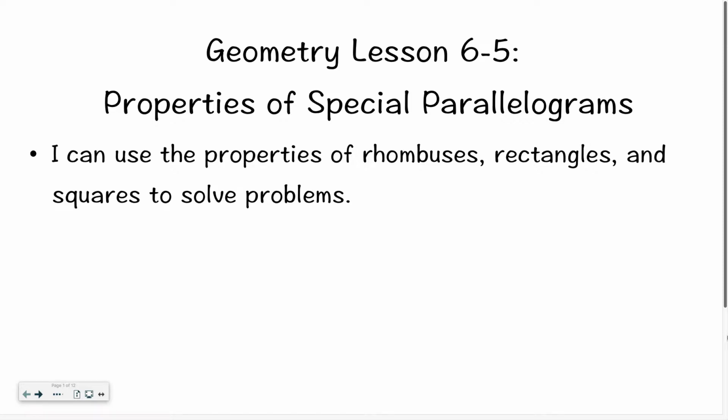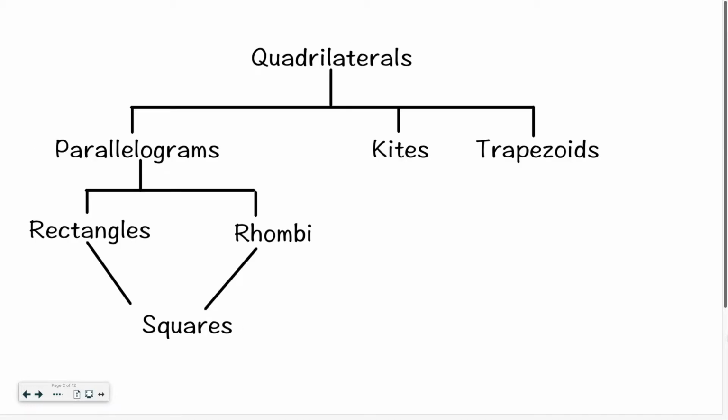Hello class, welcome to Geometry Lesson 6.5, which is all about properties of special parallelograms. By the end of this lesson, you should be able to use the properties of, I use the plural rhombi rather than rhombuses. Your book is going to use rhombuses. Okay, so you should be able to use the properties of rhombuses, rectangles, and squares to solve problems.